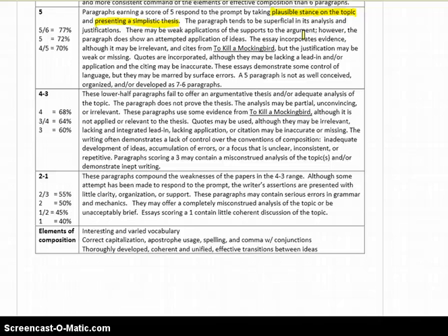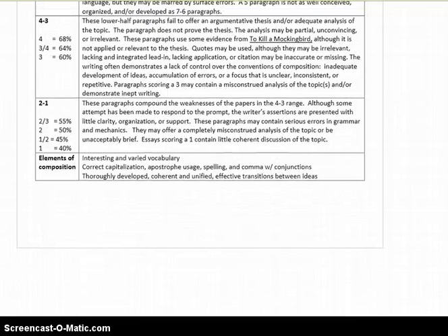The essay incorporates evidence, but it may not be relevant. And it cites from To Kill a Mockingbird, but the justification may be weak or missing. Quotes are incorporated, although they may be lacking a lead-in and/or application, and the citing may or may not be accurate. And then the 4, 3, 2, and 1, all of these elements are falling apart even more, and I will allow you to read through those on your own.